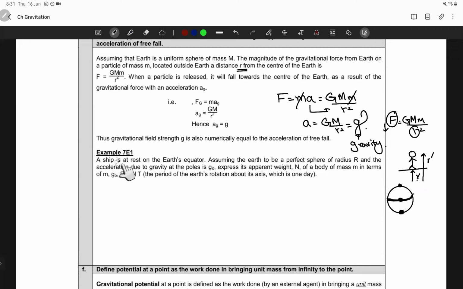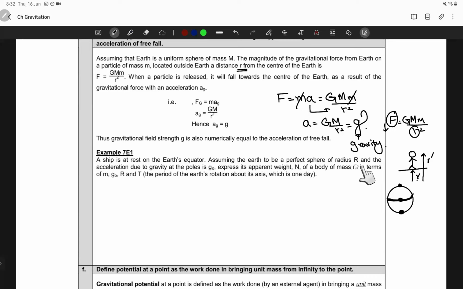Okay, amazing. So now we'll work out this problem. They're asking you to express the apparent weight when the body is at the equator, right? The body is basically a ship which is on the Earth's equator.